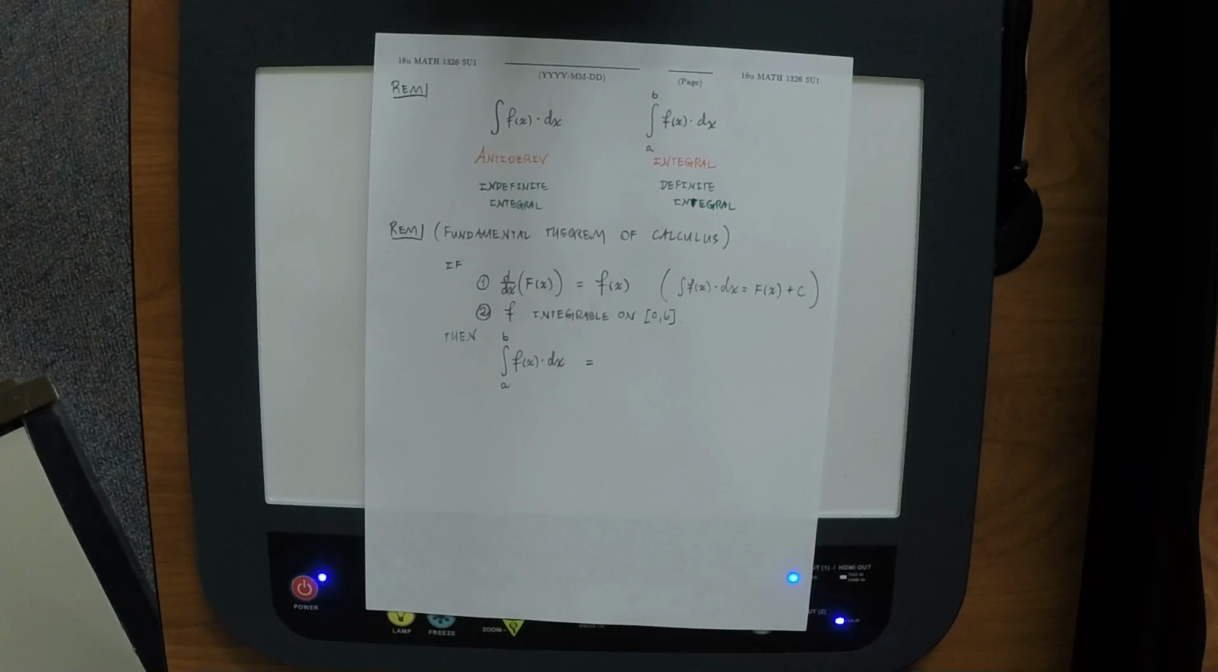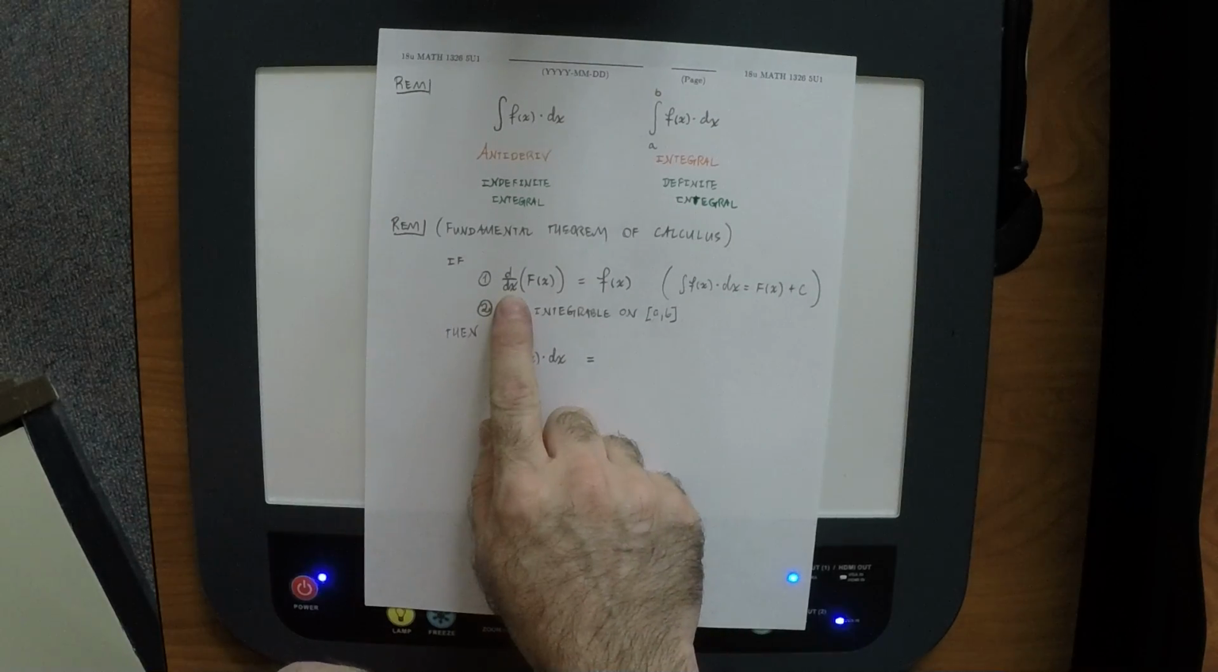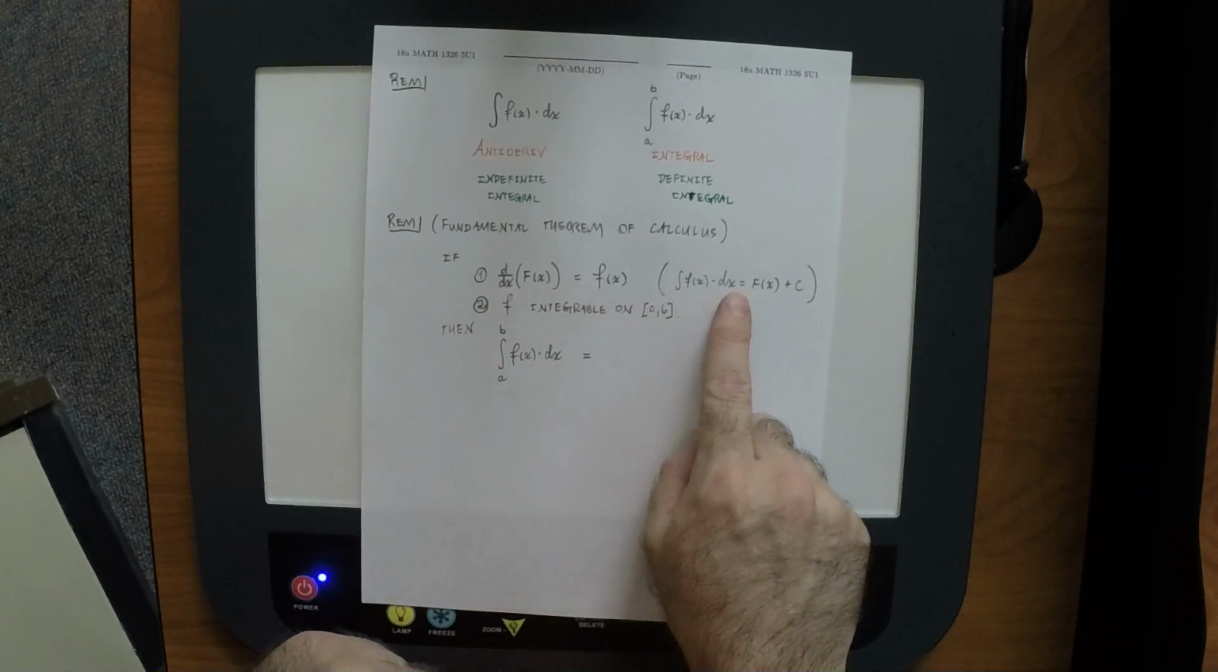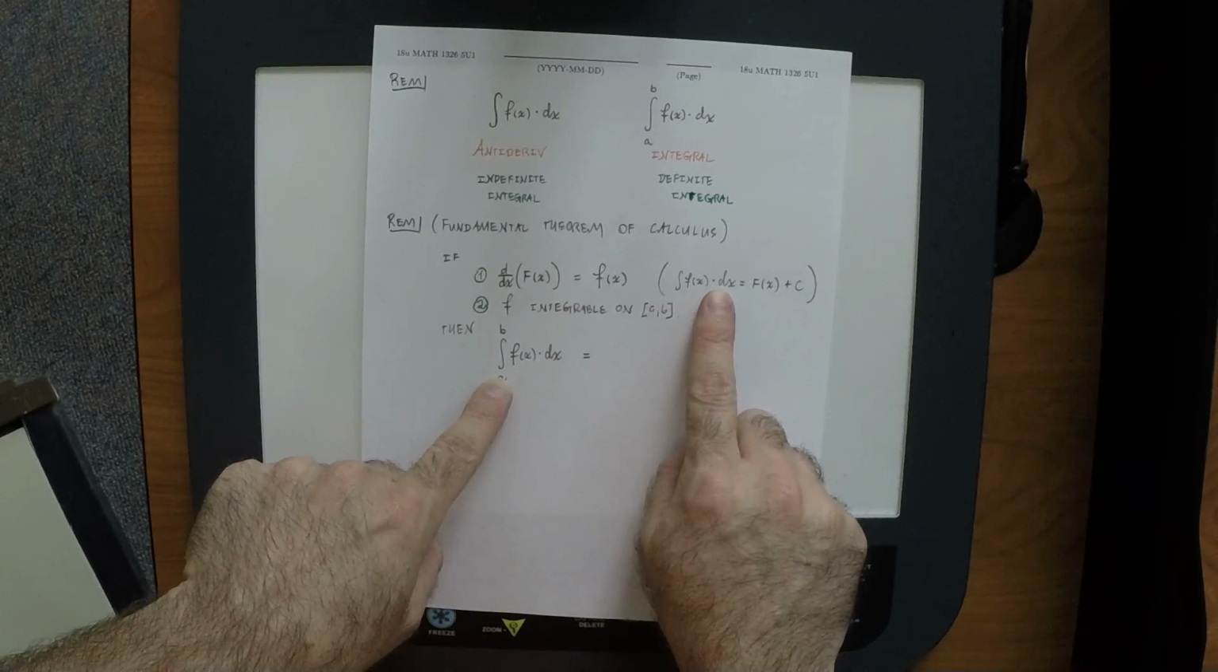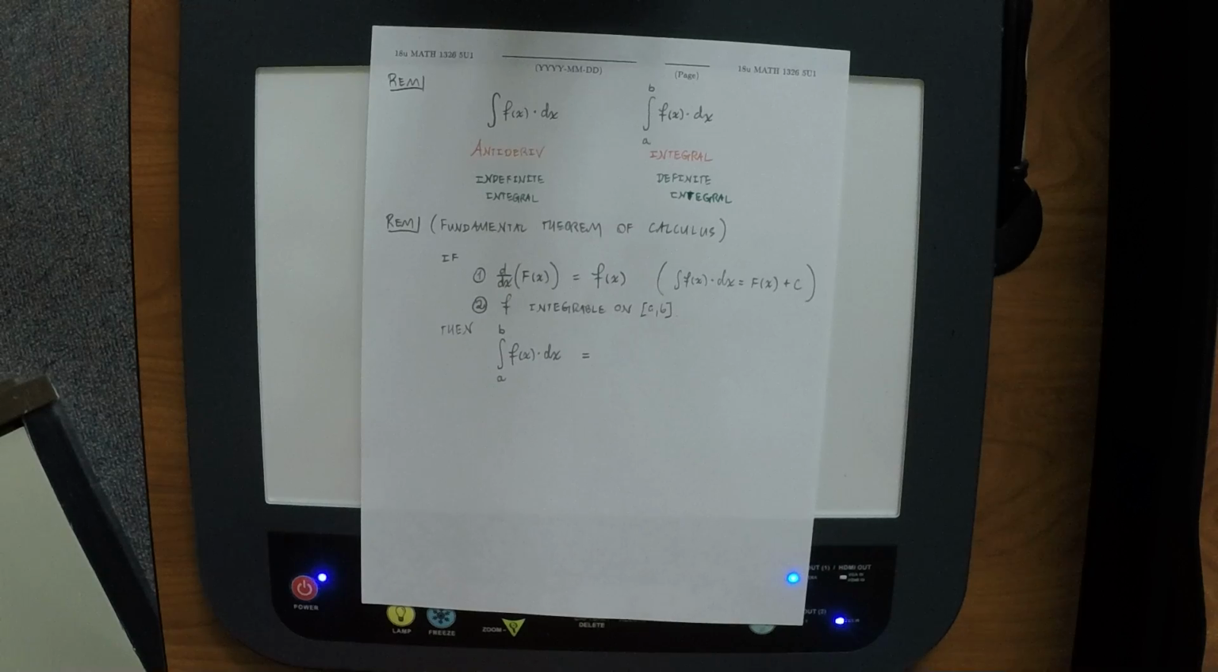What I want to point out is that the three major notions in calculus are all written on the page currently. Derivative, antiderivative, integral. The three major different notions are all written on the page.